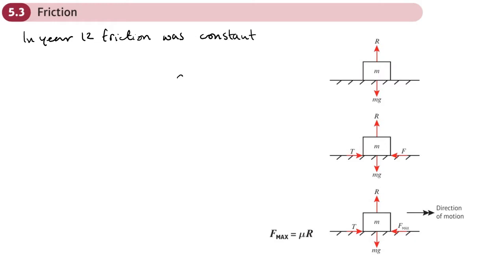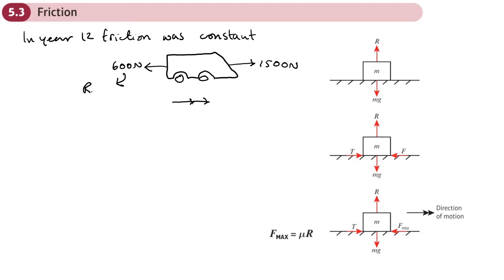So for example, you've got a car. Here's a fantastic drawing of a car here. BMW, and let's say the car's moving this way, like this. There's some sort of pulling force. Let's say the engine has a pulling force of 1,500 newtons, and there's a constant resistive force of 600 newtons. Okay, so that's your resistive force there, and it was fixed. Yeah, it didn't change.